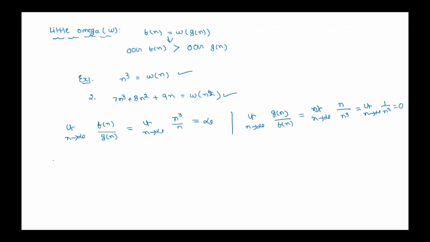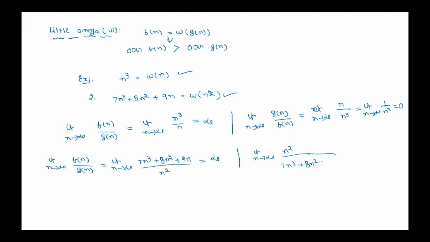Similarly, for example 2, limit n tends to infinity of f of n by g of n, that is 7n cube plus 8n square plus 9n divided by n square. What is this value? Infinite. What about the other side, if I take n squared by 7n cube plus 8n square plus 9n? It is 0.